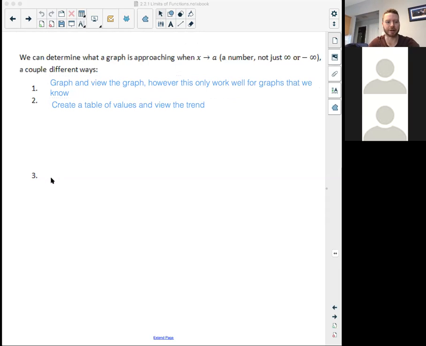And then lastly, we can solve it algebraically, of course. Okay, so those are our three methods. I'm going to show you how to do number 2 right now. Now this is going to be for the function of what we just did.